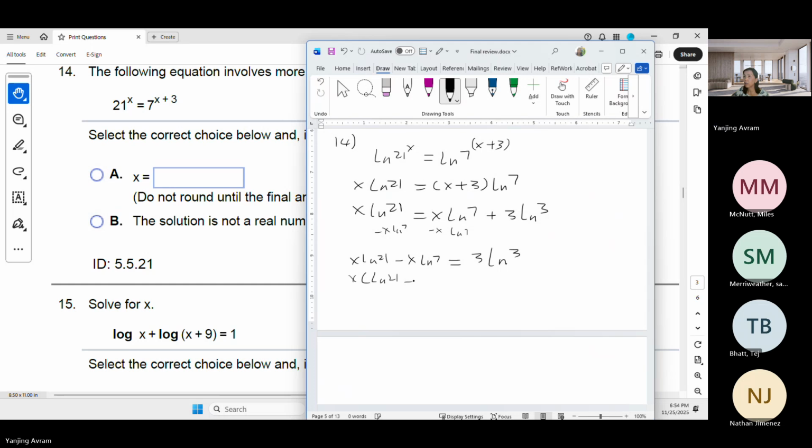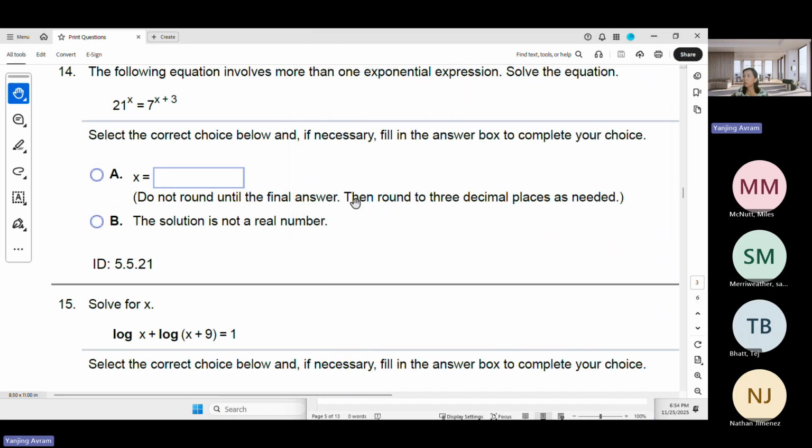Look at that. All right, and then we solve for x by dividing both sides by ln 21 minus ln 7, and that is called the exact solution. All right, this one is called the exact solution. If we want you to round to 3 decimal points, this one does ask you to round to 3 decimal points.